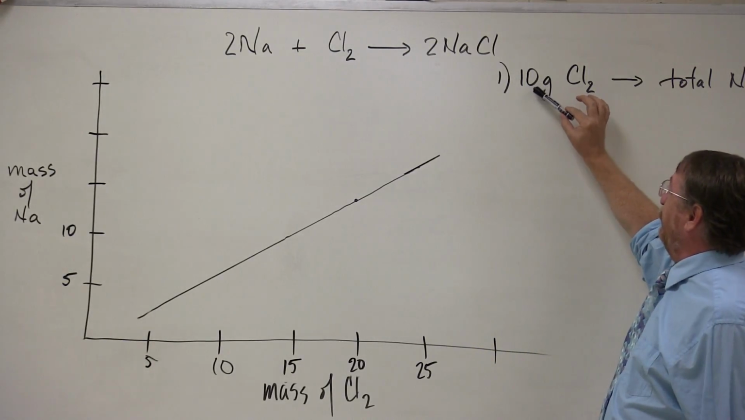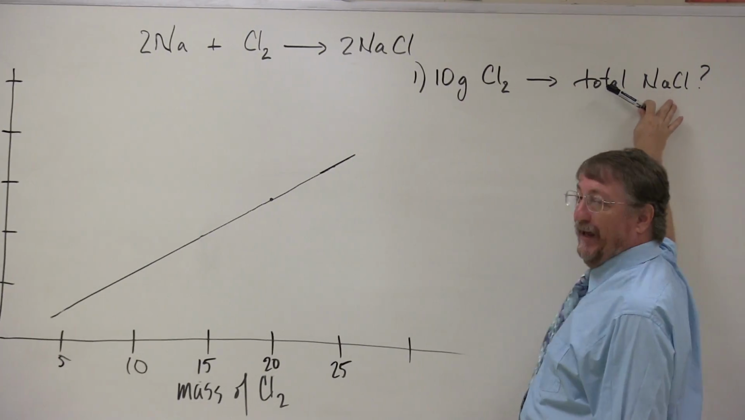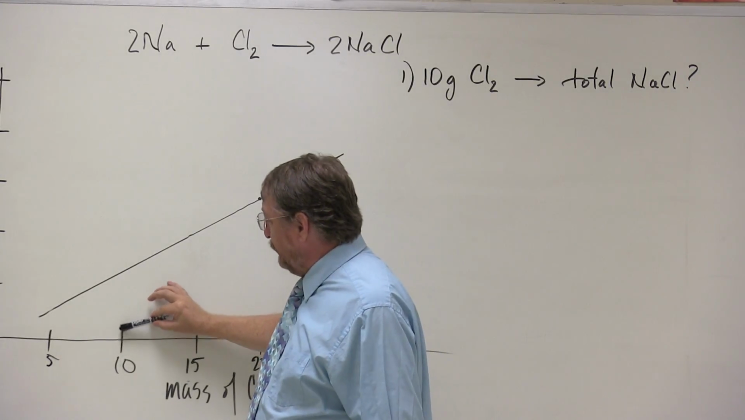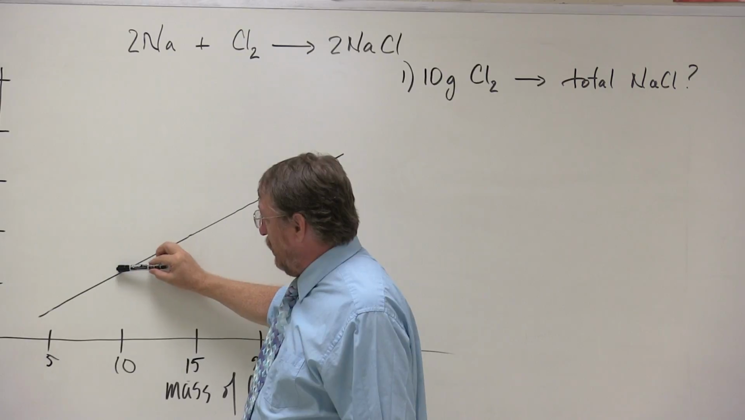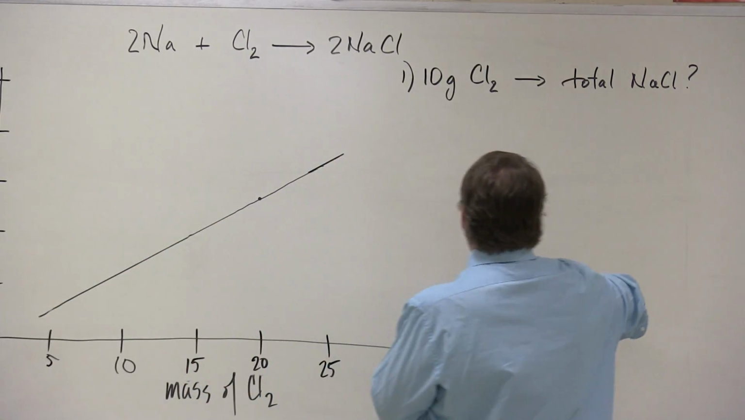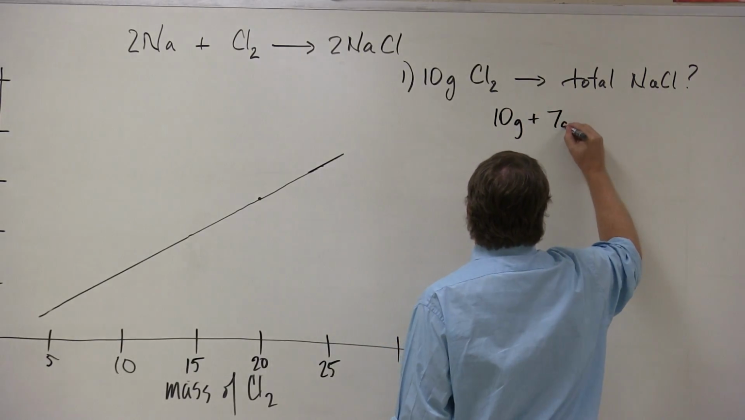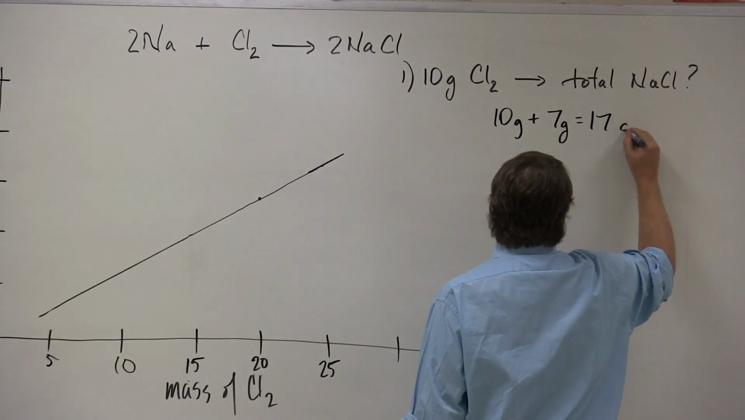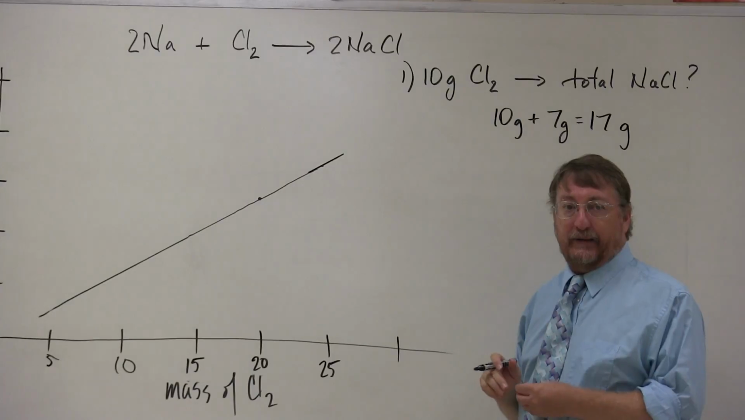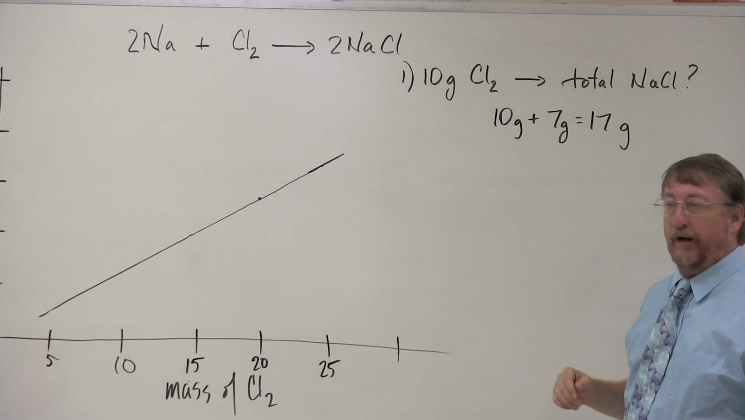The first thing I want to know: if I have 10 grams of chlorine reacting, what mass of NaCl will be produced? Well, I'm going to go over here. 10 grams of chlorine is going to require about 7 grams of sodium. So 10 plus 7 equals 17 grams. So if I completely react 10 grams of chlorine, the total mass of salt produced will be 17 grams.